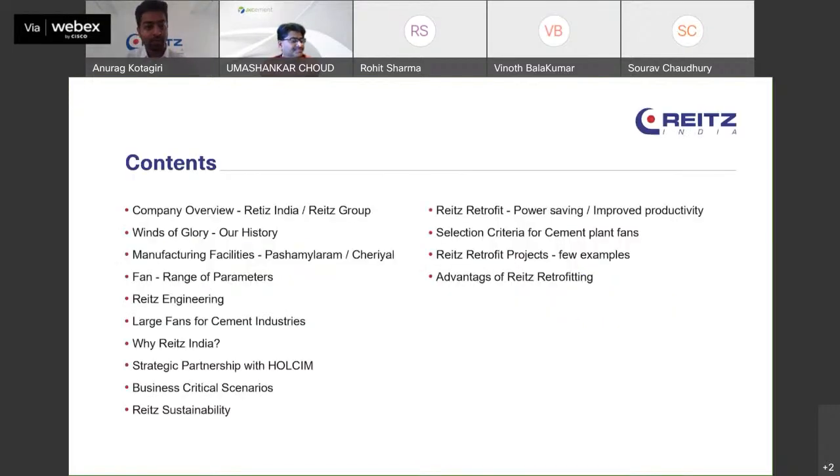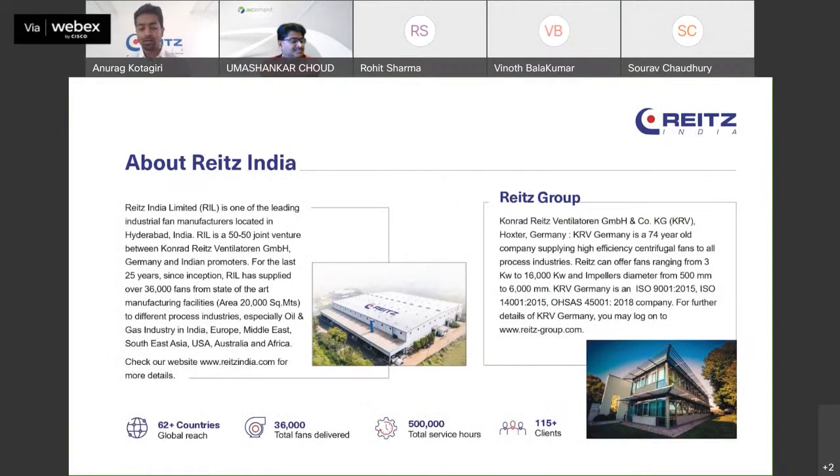So we are RITES India. We are an Indo-German fan manufacturing company. We're reaching almost 25 years in India since we started our operations. Many of you here probably know us. Most of the cement plants and cement companies know us. We're a 50-50 joint venture company based out of Hyderabad in India. We've supplied to over 62 countries, 115 plus clients in the OEM and the cement market.